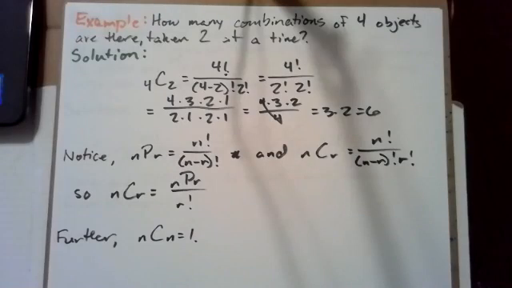Notice that n pick r is n factorial over n minus r factorial, and n choose r is n factorial over n minus r factorial times r factorial. So n choose r is equal to n pick r divided by r factorial. Further, n choose n is equal to 1.